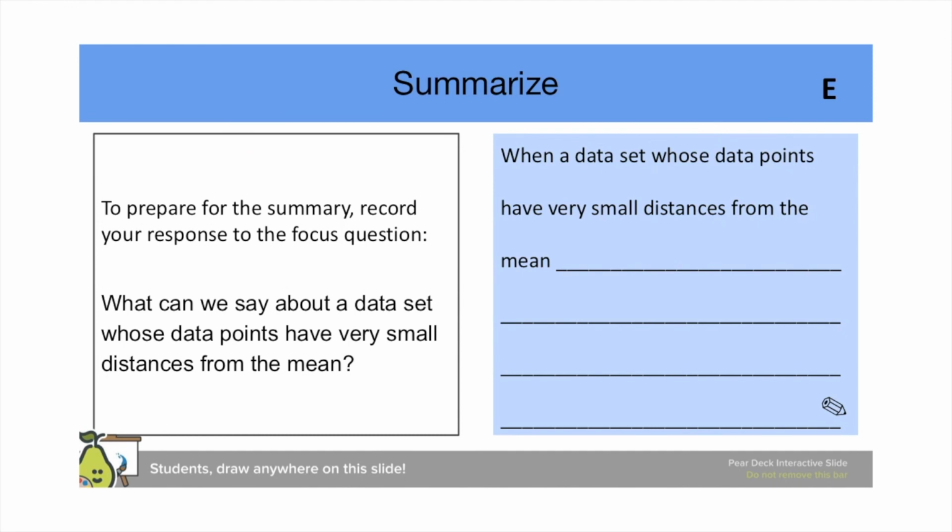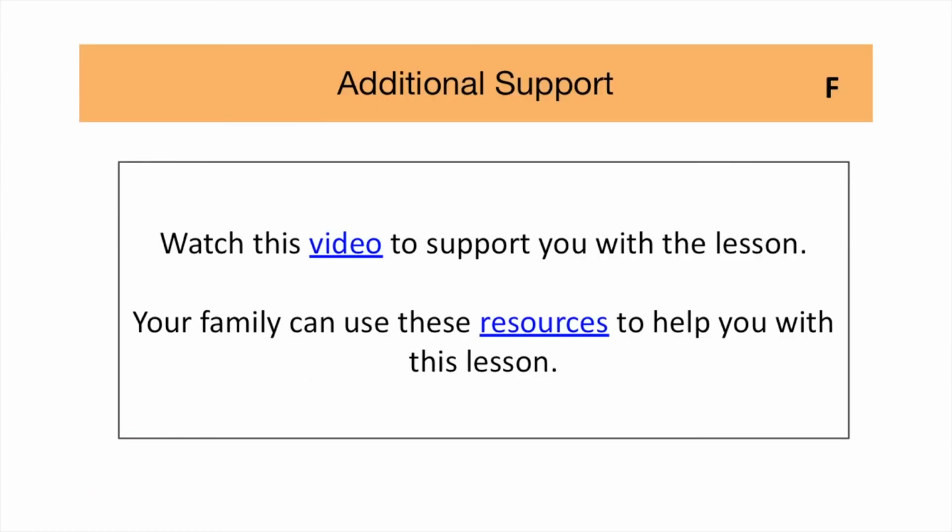For the summary, students are recording their response to the focus question. What can we say about a data set whose data points have very small distances from the mean? To support students with disabilities, you may want to give them a sentence starter as seen here. When a data set has data points with very small distances from the mean, blank.